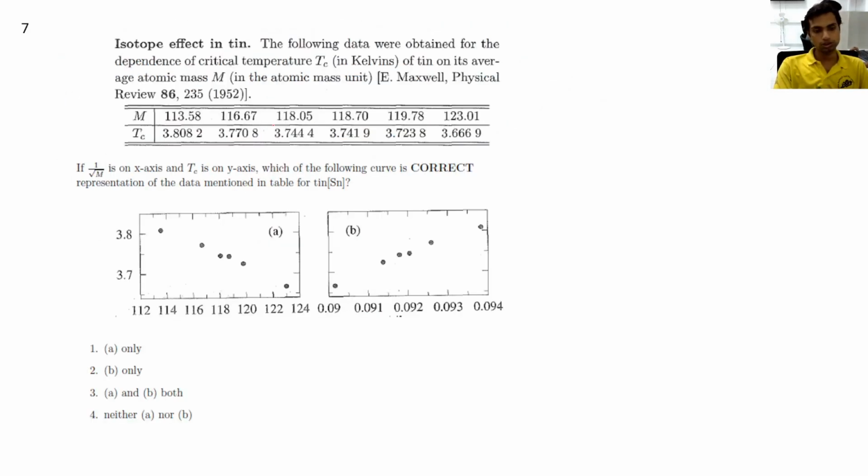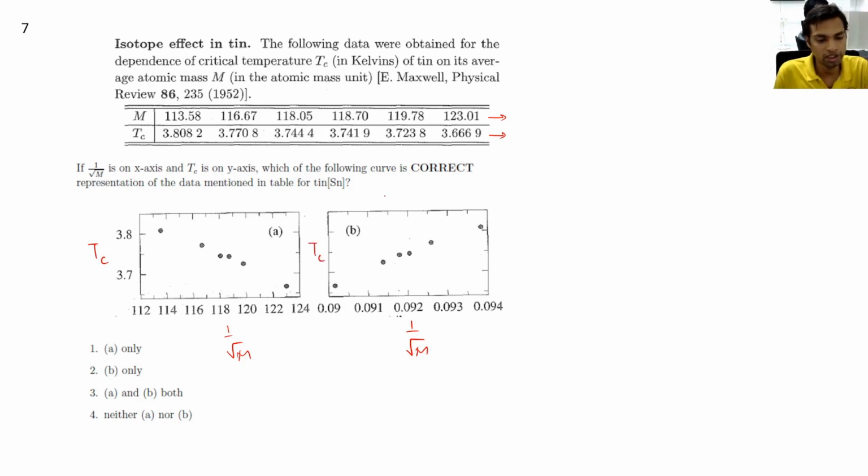Now let us go to the next part, the isotope effect in tin. The following data was obtained for the dependence of the critical temperature Tc of tin on its average atomic mass. These are the atomic masses and these are the critical temperatures. On the x-axis, 1 by square root m is plotted, and Tc is on the y-axis.